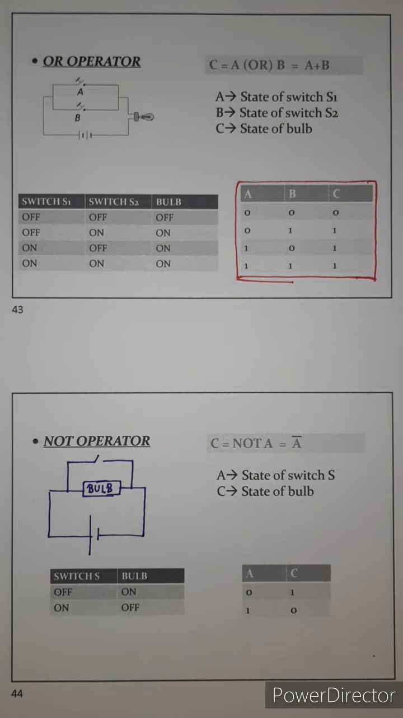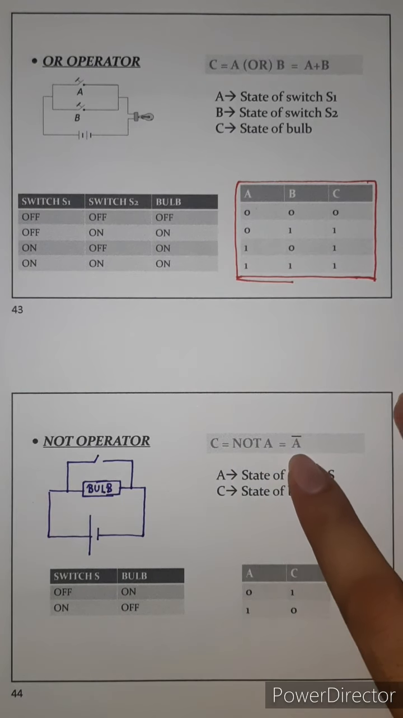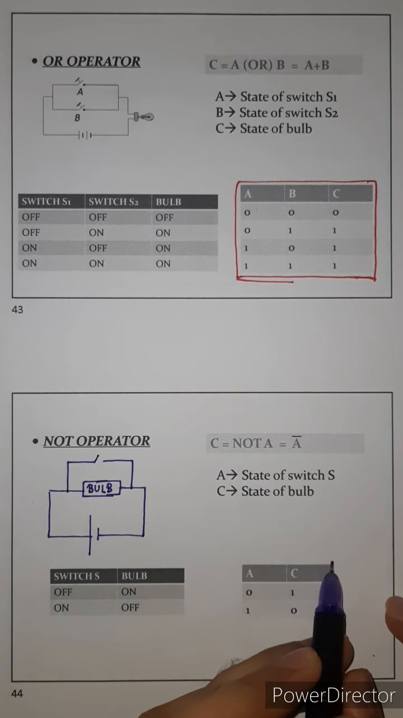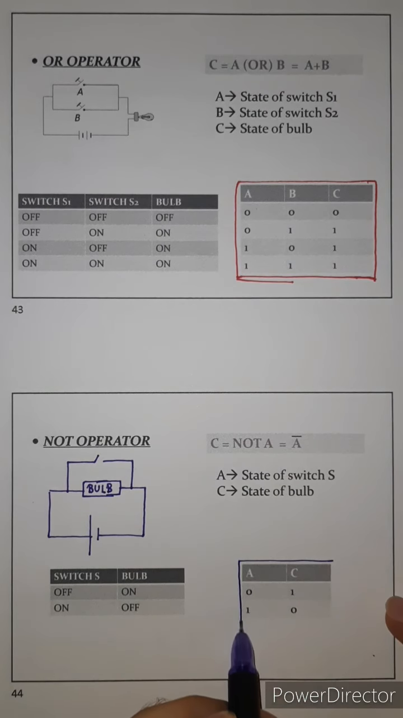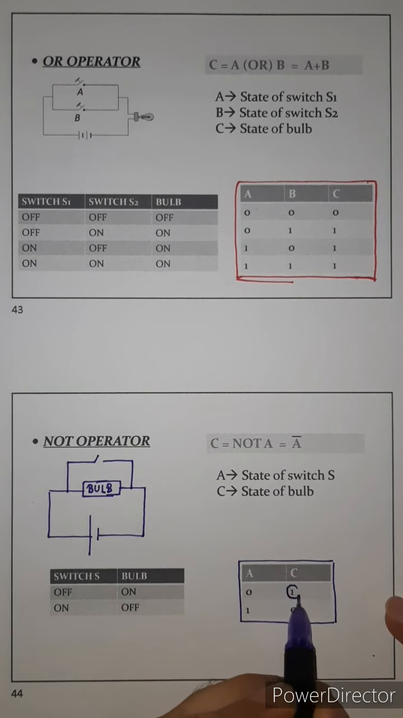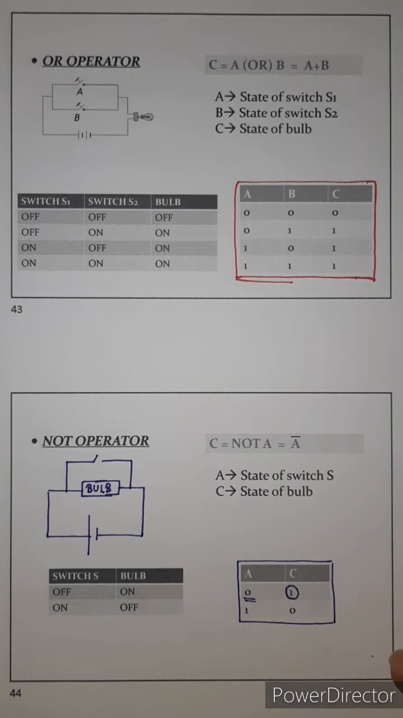The third operator in case of Boolean algebra is the NOT operator or the negation operator, which is written as C is not A or C is negation of A. So I have drawn the truth table of NOT operator, which evaluates to 1 if the initial value is 0 and vice versa.